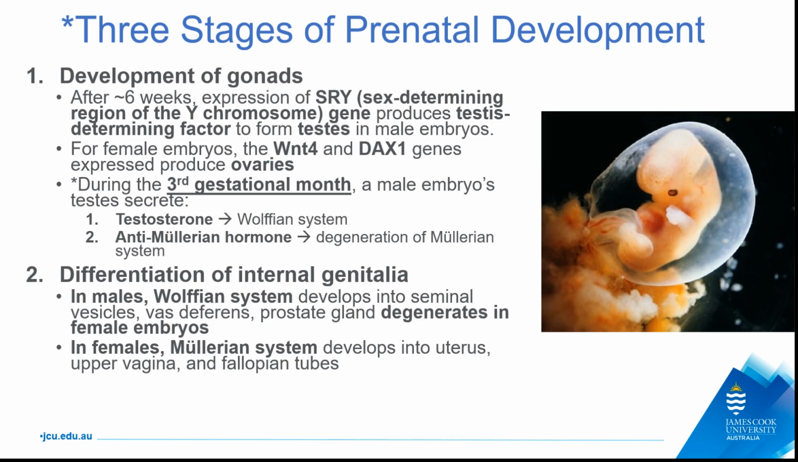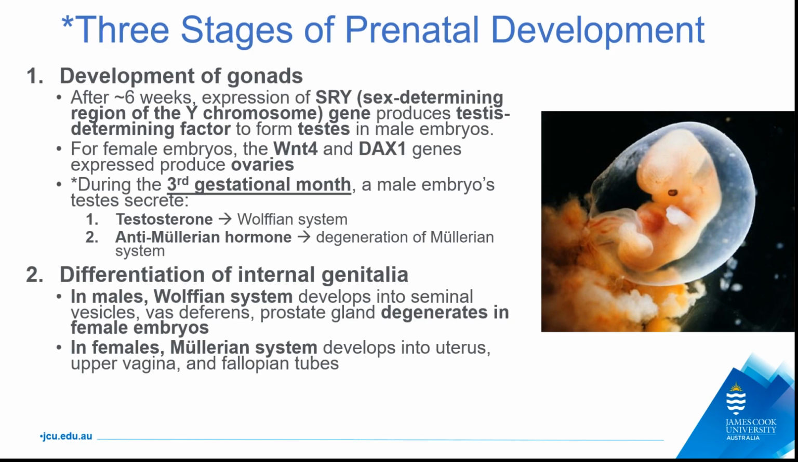And then later on, during the 3rd gestational month, right, that's from conception, a male embryo's testes will start to secrete testosterone, and then we have this anti-Mullerian hormone. Testosterone, we need it to develop the Wolffian system, which ultimately will grow into the external genitalia and some internal genitalia. And the anti-Mullerian hormone, we need it to break down the Mullerian system. The Mullerian system is really for ladies, right?